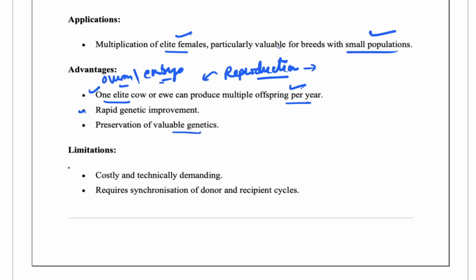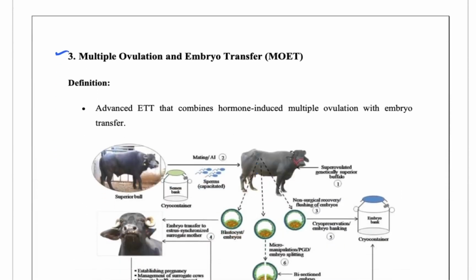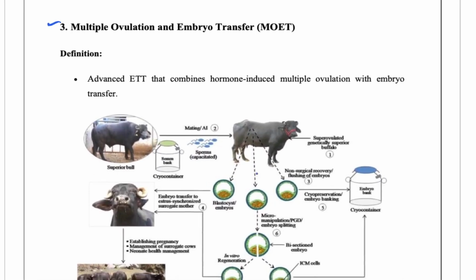What the limitations are: this process is costly and technically demanding, and it also requires the synchronization of the donor and the recipient cycle. The next one is the multiple ovulation and embryo transfer. In this particular thing, there is advanced ETT. That means this is embryo transfer technology, but this is an advanced form, and it can combine the hormone induced multiple ovulation with embryo transfer. Now this is the advanced version of the embryo transfer technology.